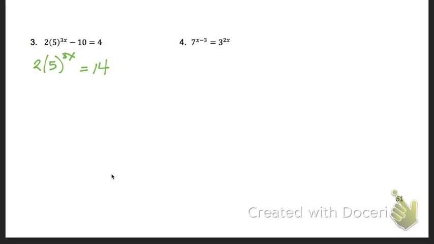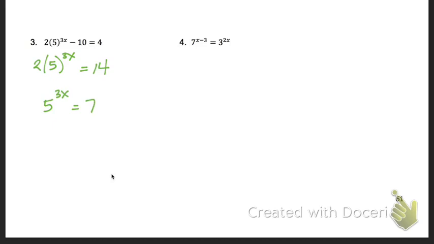Divide by 2. And what are my 2 bases? 5 and 7. Can they ever become the same base? No, they cannot. So I'm going to have to do the second method.